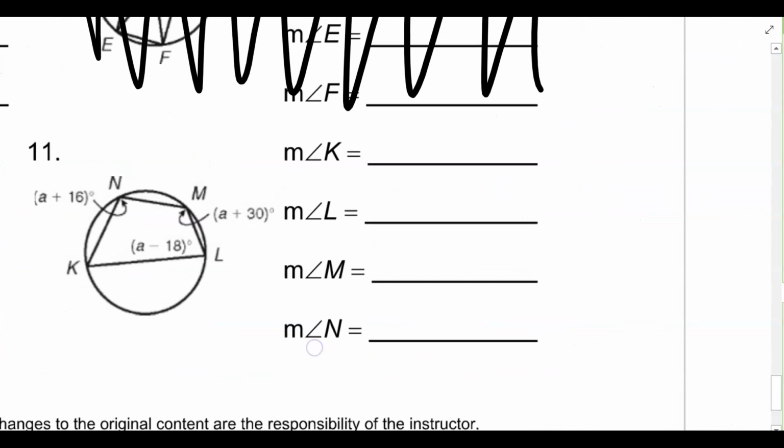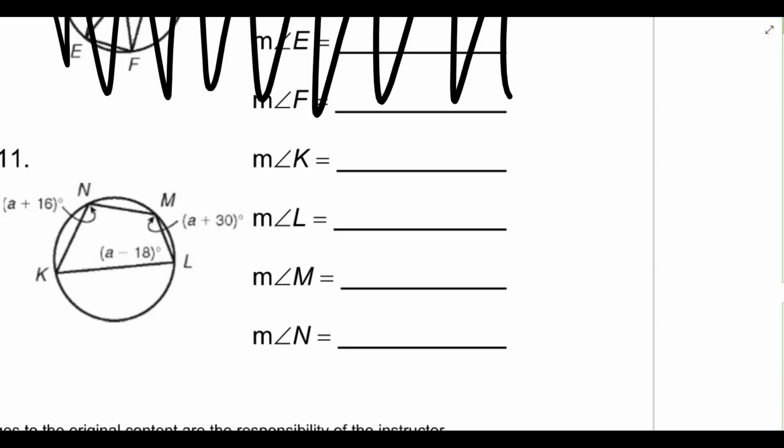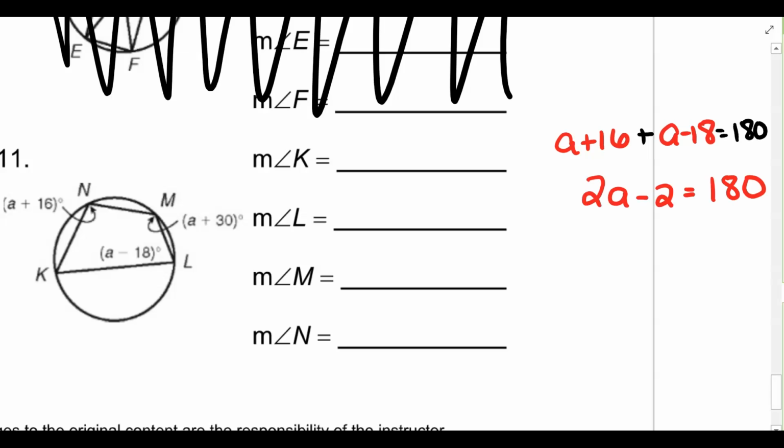Last question, number 11, same idea. Start off with the opposite angles that you know need to be supplementary. So we have a plus 16 plus a minus 18, and that equals 180. Combine like terms. We're going to add the 2 to both sides. We're going to divide both sides by 2. And we find that A is worth 91.